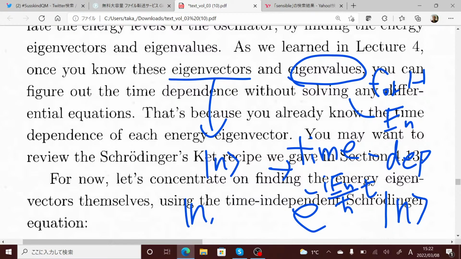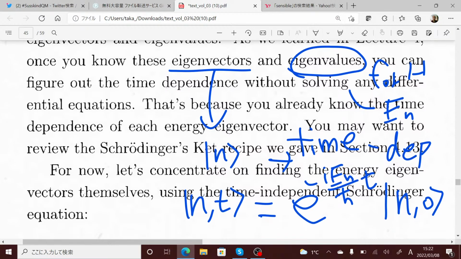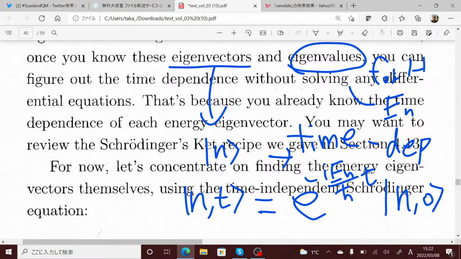So |n, t>. You can write it this way, this is like |n, 0>. So time evolution can be written easily if you have eigenvectors and eigenvalues. So you can figure out the time dependence without solving any differential equation. That's because you already know the time dependence of each energy eigenvector.